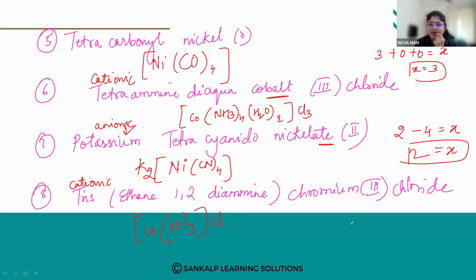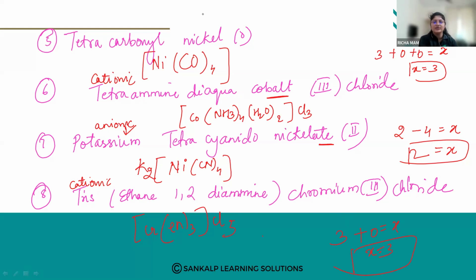So let us see what will be the charge. Chromium is 3. Ethane diamine is 0. So it will be X. So X will be equal to 3. So the chlorine number of atoms is 3. Okay. Is it clear up to here? Don't get confused. Just remember the rules.